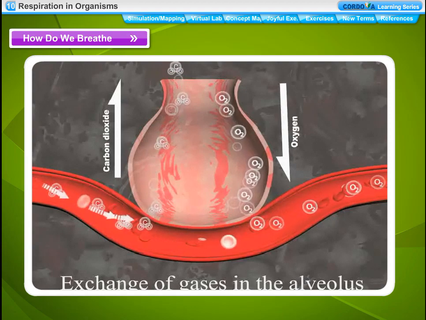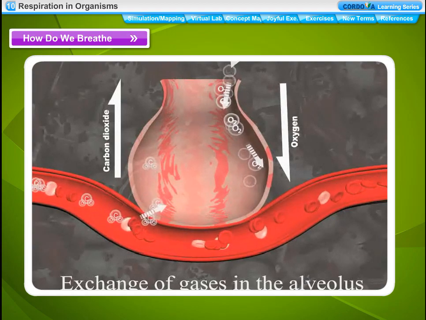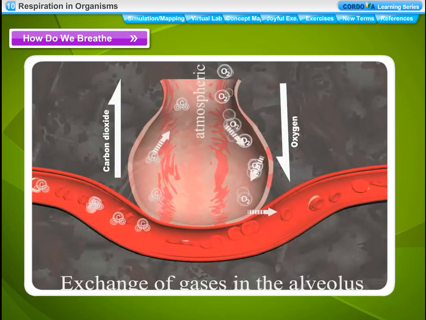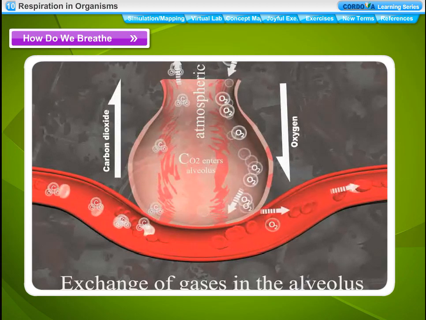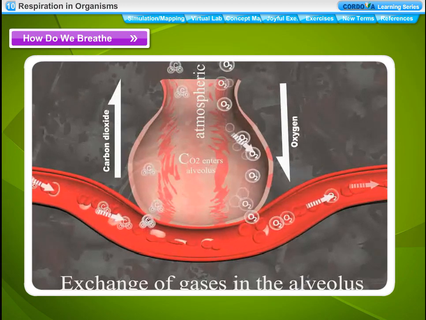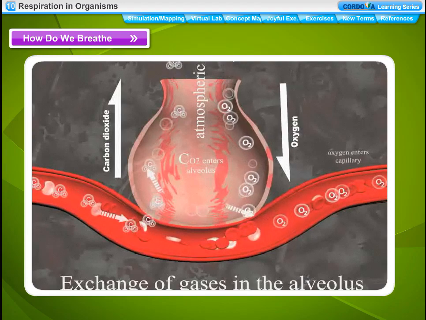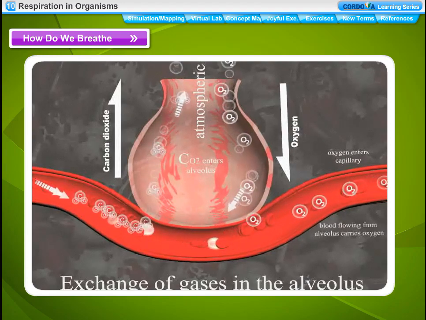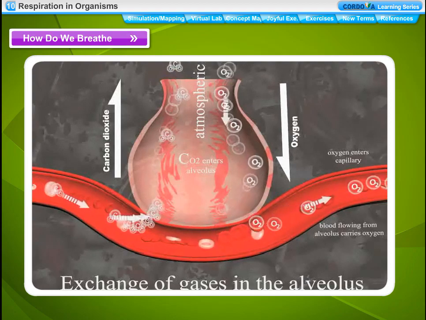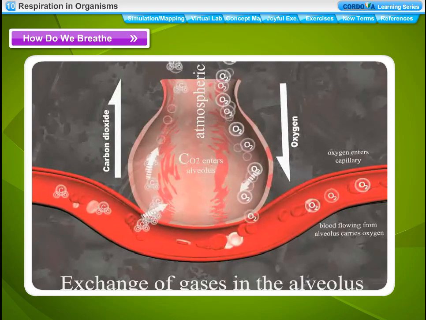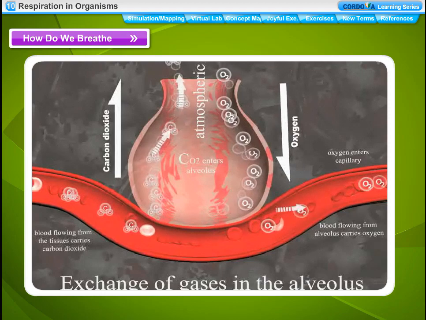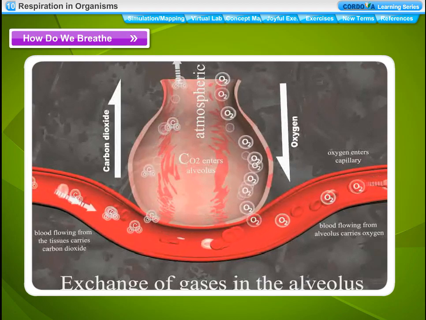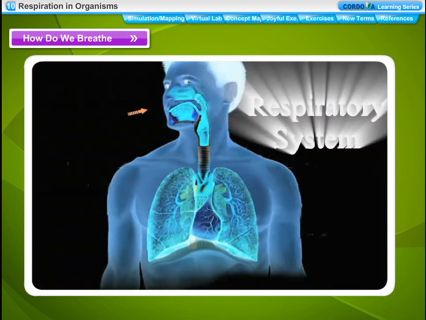Exchange of gases in the alveolus. Carbon dioxide, atmospheric air, oxygen. CO2 enters alveolus. Oxygen enters capillary. Blood flowing from alveolus carries oxygen. Capillary. Blood flowing from the tissues carries carbon dioxide.